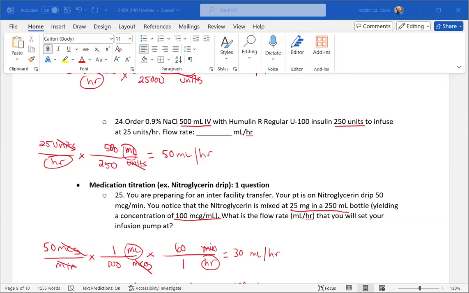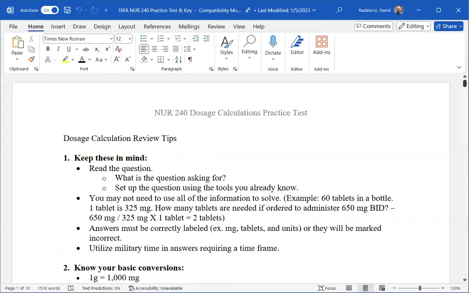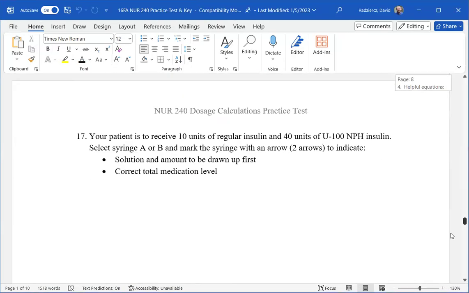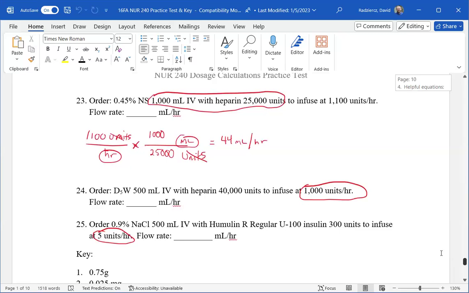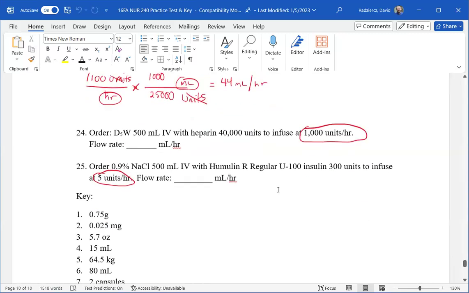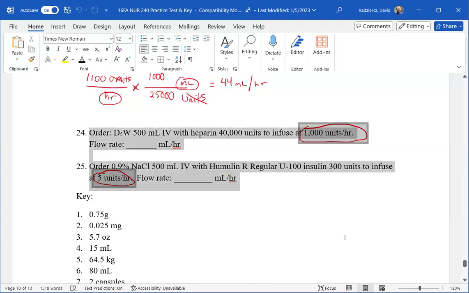Okay, to answer your question, let me double check and make sure we're talking about the same thing. The 24-25 that I'm seeing are these two right here, these flow rate questions. Is this what you're referring to? These here?